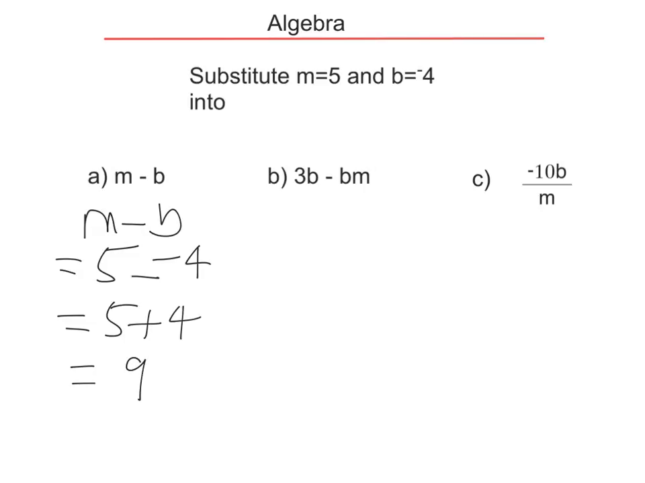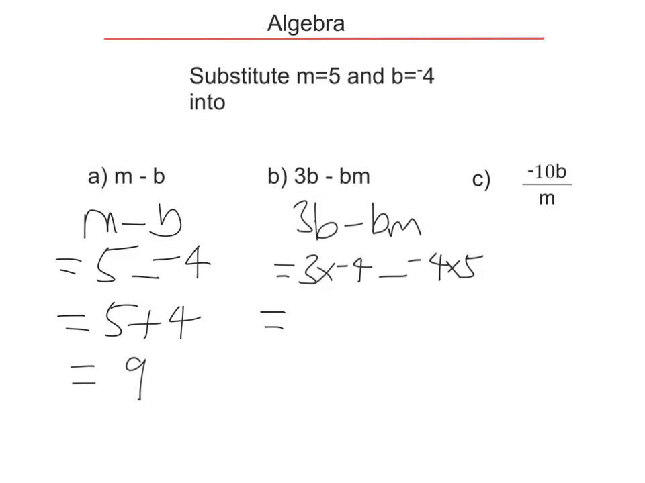In the next example, 3b minus bm, I'm going to write 3 multiplied by minus 4, negative 4, subtract bm, so negative 4 multiplied by 5. So again, we're just replacing the letter with the number. b becomes minus 4 here and here, m becomes 5, and in between here, where there's nothing showing, that's multiplication.